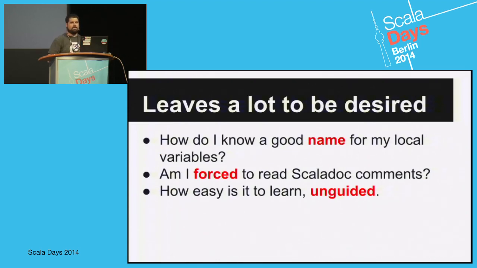Okay, so yeah, types and names. That API I first showed is a terrible API. You know, it has a lot that you want to improve on it. The questions you should ask yourself when you design stuff: how do I know what a good name is for local variables? Am I forced by your API to read Scala doc?